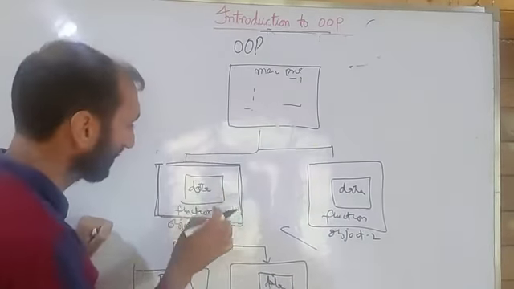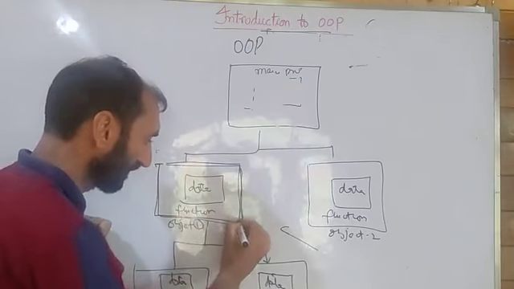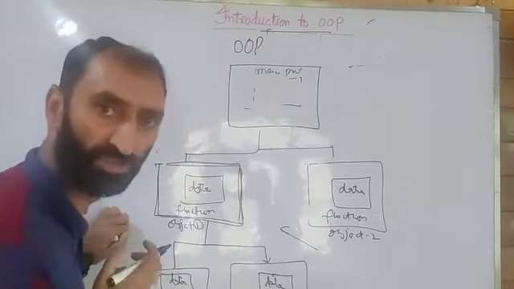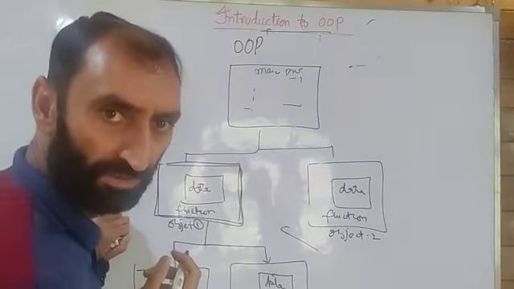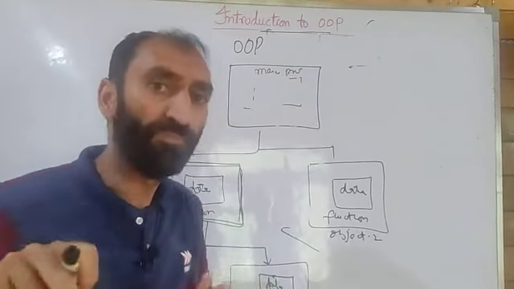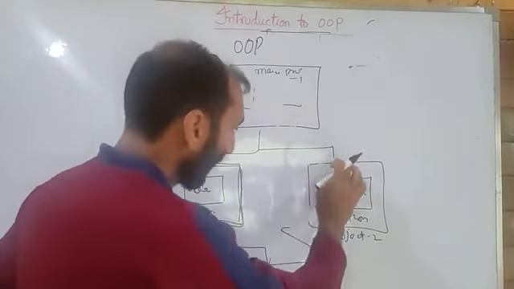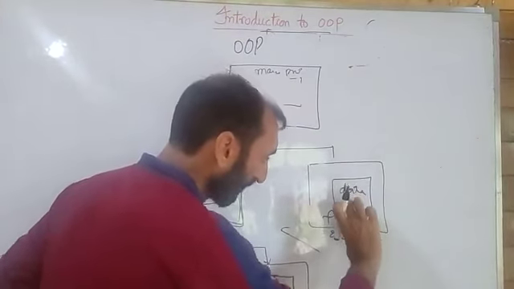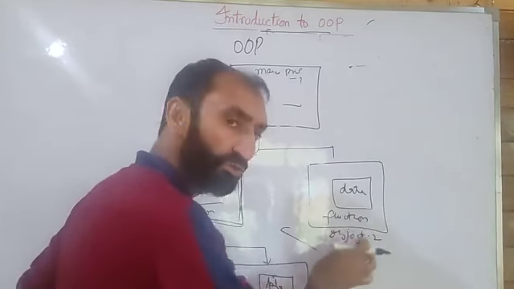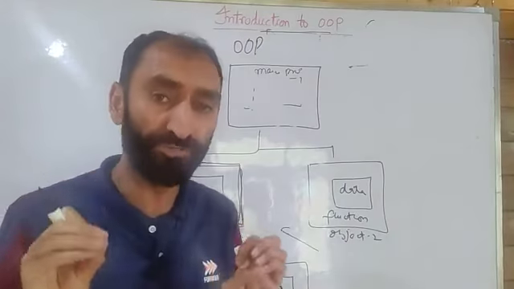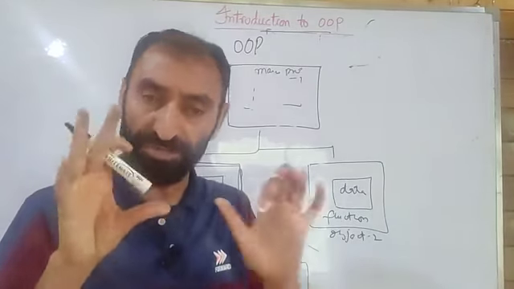We can say here this cover provides the security to this data, which was the main disadvantage of procedural oriented programming. In object oriented programming, both data and the functions are bundled into a single unit, and that unit is called an object. That means everything in object oriented programming is treated as an object.